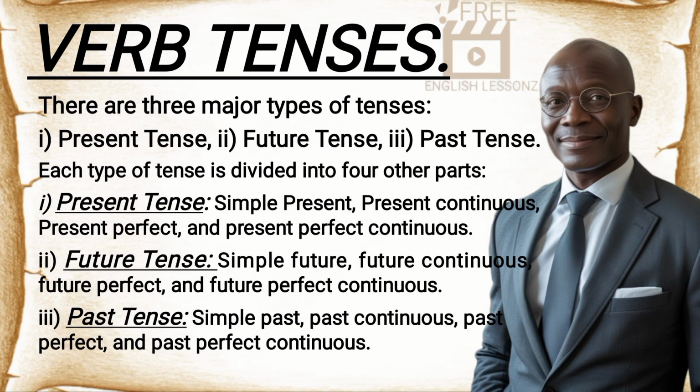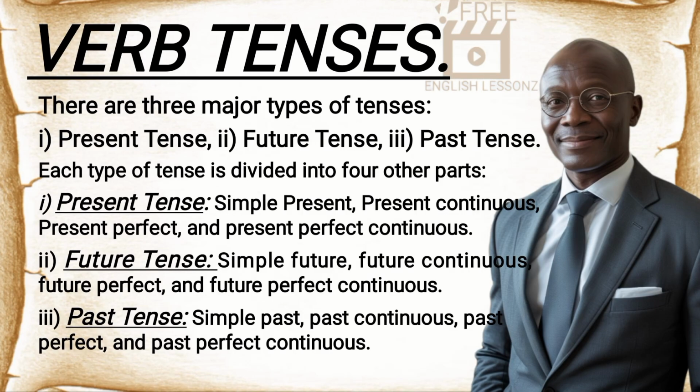In this video, you are going to learn verb tenses. There are three major types of tenses: 1. Present tense. 2. Future tense. 3. Past tense. Each type of tense is divided into four other parts.